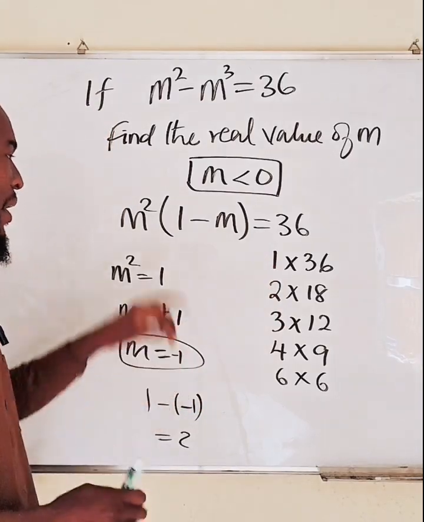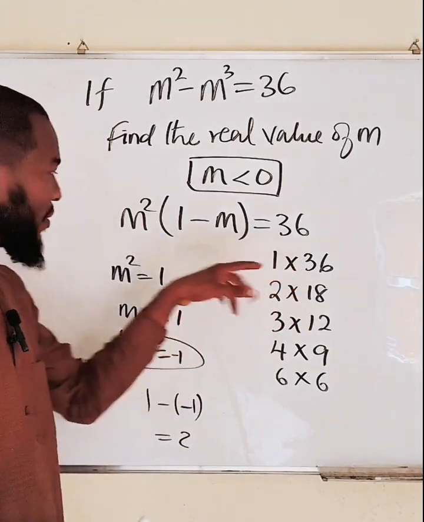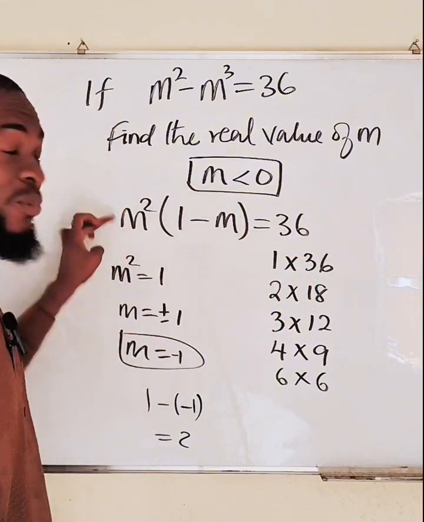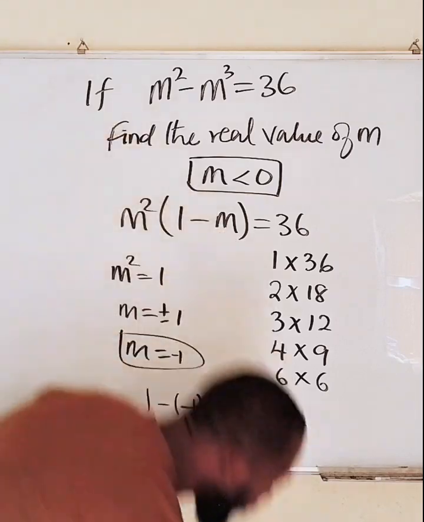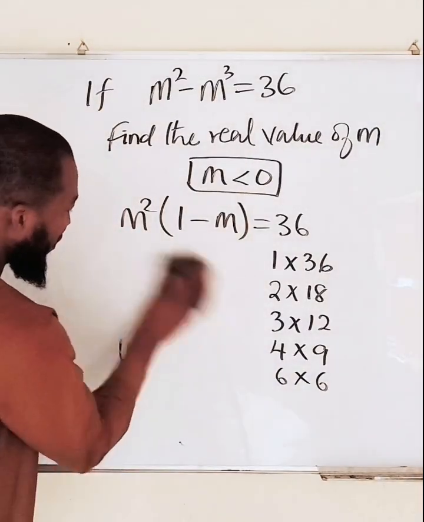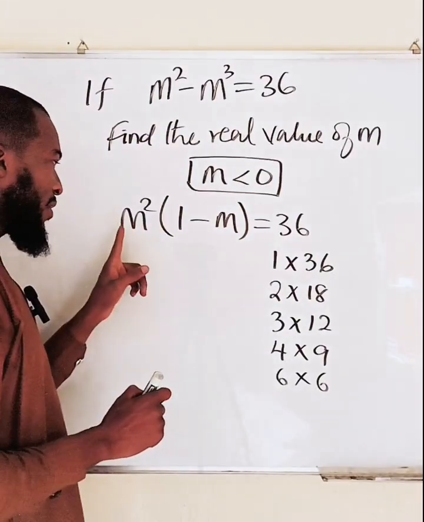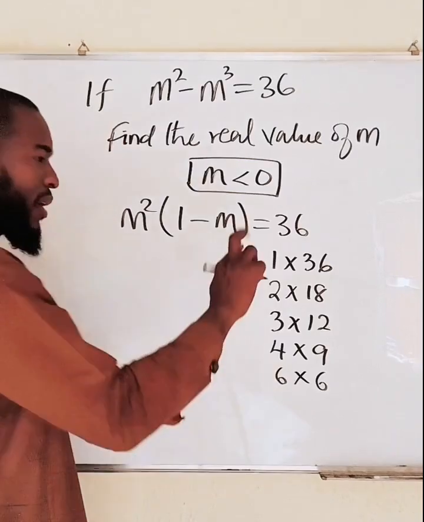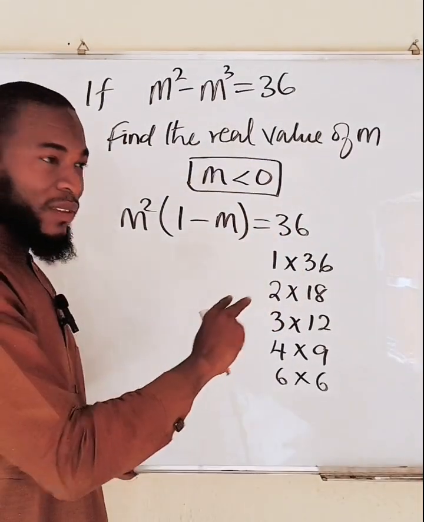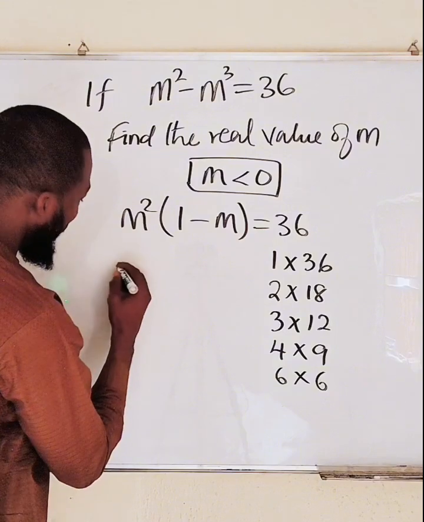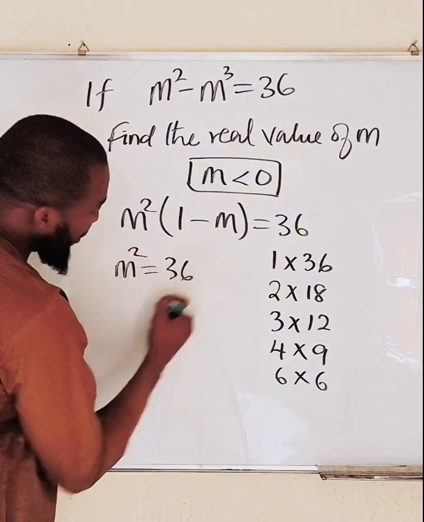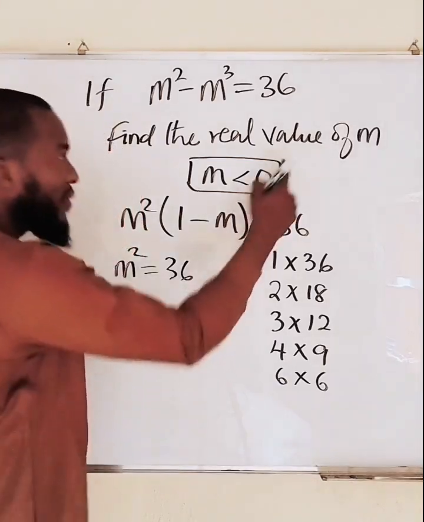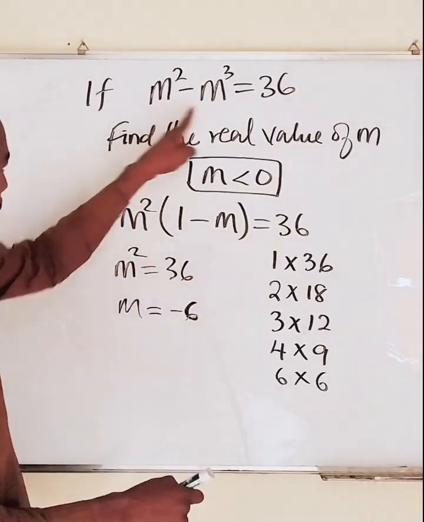What about 36? The reason why I'm testing these two numbers is that 1 is a perfect square number and 36 is also a perfect square number. I can see that m squared is also a perfect square number. So what if it is 36? Because 36 times 1 is also 36, so you can switch them like this. So if m squared is equal to 36, it means that m is equal to negative 6. Forget about the plus or minus 6, because we have seen that m is negative. So will that satisfy it?